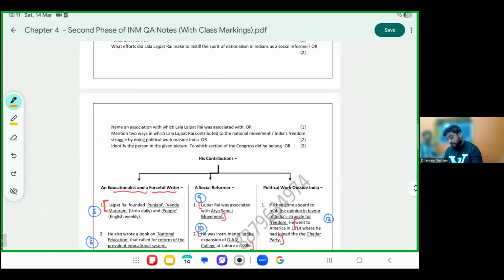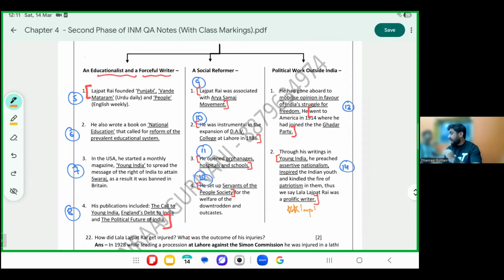Some more works, going through these 14 of them. Everybody was part of newspapers and magazines which they used to edit or write. Punjabi, Vande Mataram, and People. Vande Mataram was an Urdu daily. People was an English weekly newspaper. Point number 7, Young India was his magazine. Because of his message which he spread through Young India, a USA monthly magazine, it was banned in Britain.